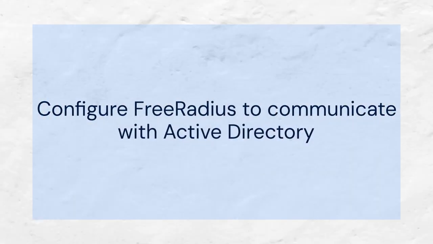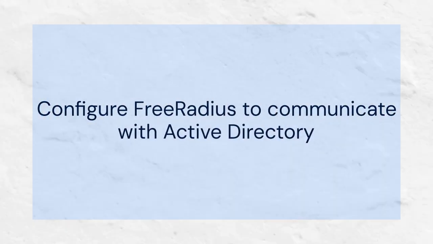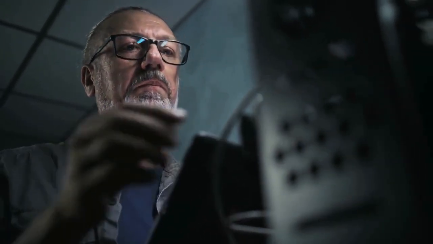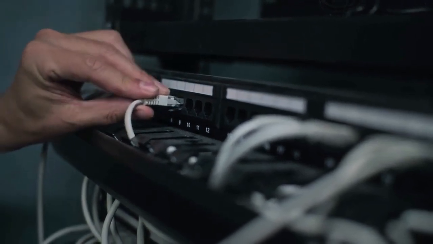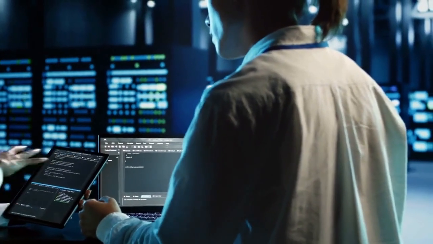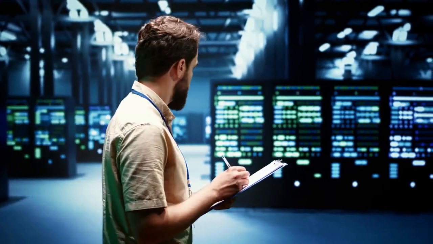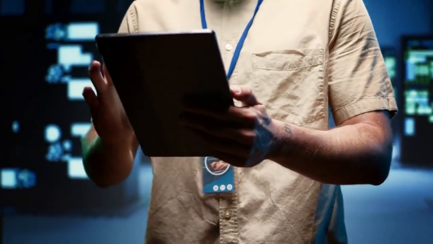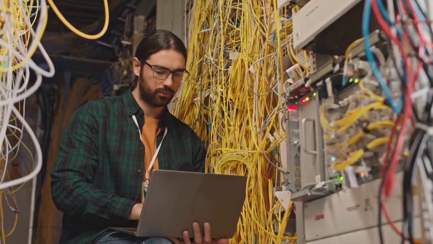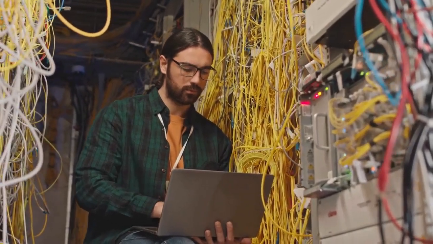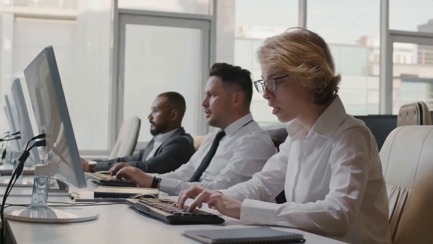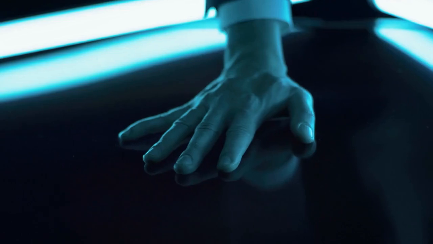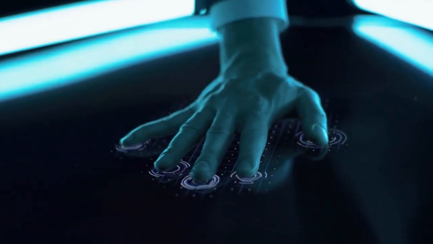Next, we need to configure FreeRADIUS to communicate with Active Directory. This involves modifying the mods-available/ldap file. You'll need to provide the Active Directory server address, the base DN for searching users, and the credentials for a user that FreeRADIUS can use to query Active Directory. Make sure this user has sufficient permissions to read user and group information. Remember to enable the LDAP module by creating a symbolic link in the mods-enabled directory using ln -s ../mods-available/ldap mods-enabled/ldap.